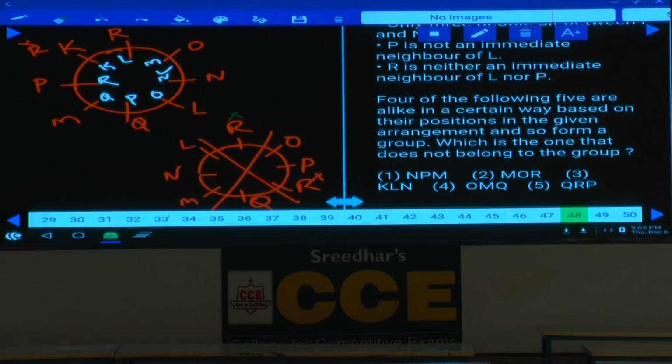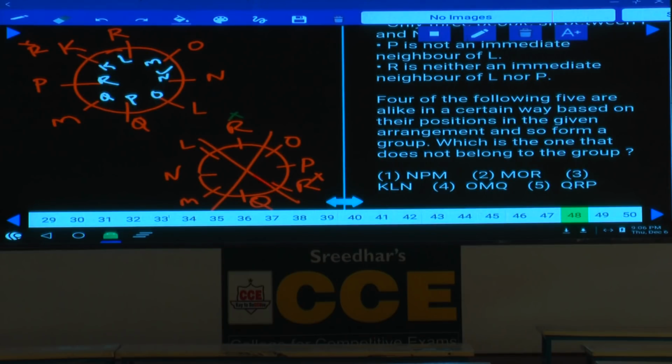Next one, 48. And 4 of the following 5 is nothing but an odd man out. N, P and M. Now in this N, P and M, N and P are opposite and this M is to the immediate right of P. Next one, M, O and R. M and O are opposite, R is to the immediate right of O. And next one, K, L, N. K and L are opposite and N is to the immediate right of L. O, M, Q. O and M are opposite, Q is to the immediate right of M.